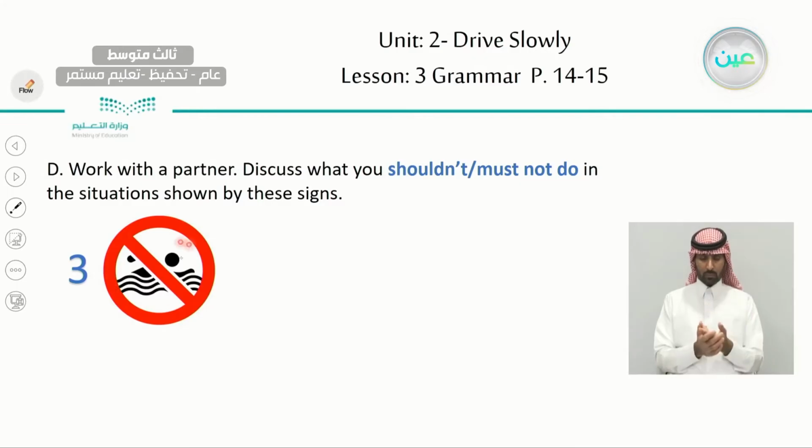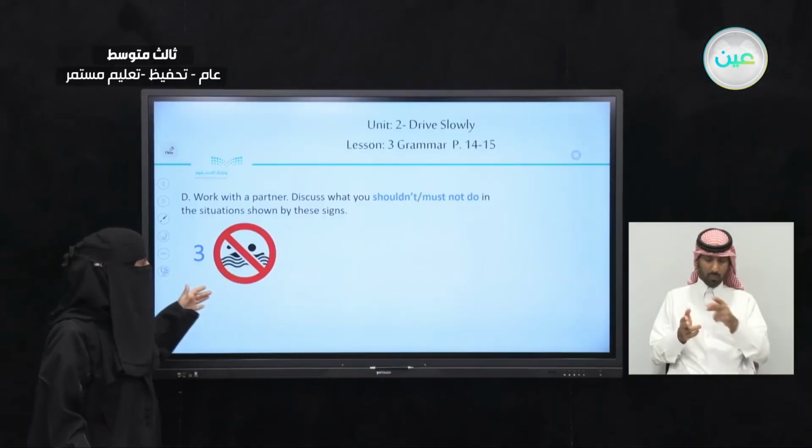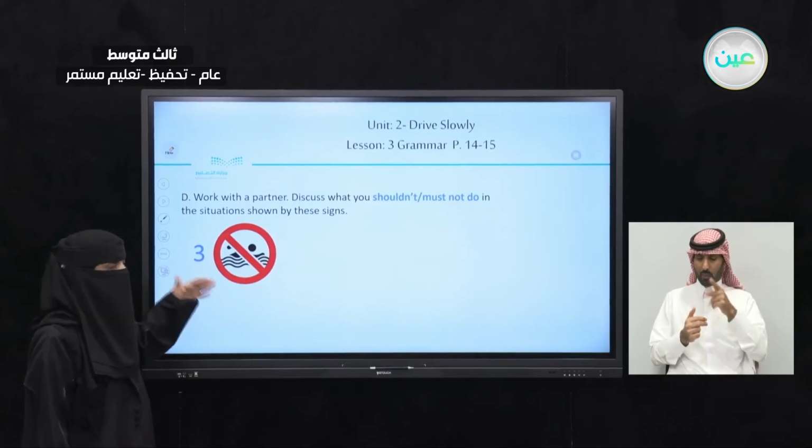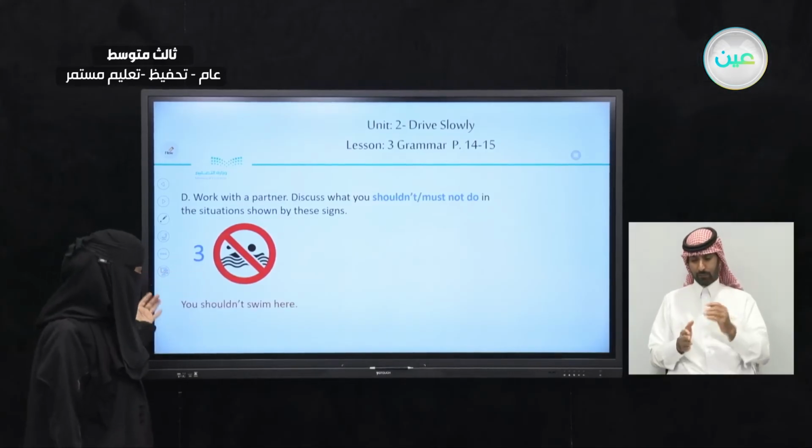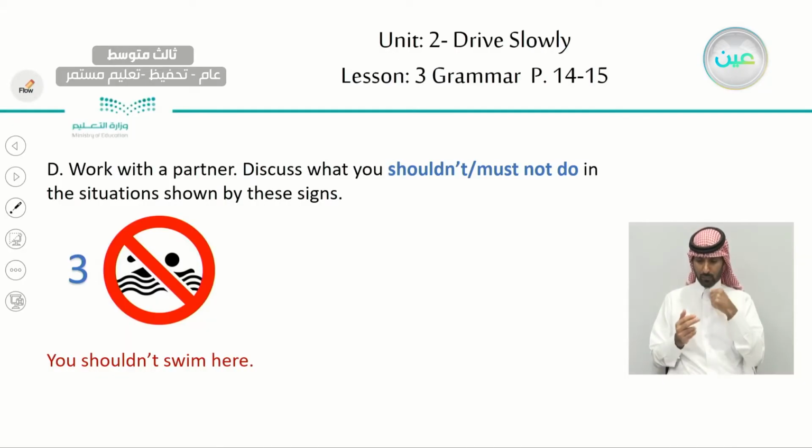Here, the man is what? In the picture we can see someone swimming. Okay? Is it allowed to swim? No, it isn't. So what should we say? Shouldn't or must not? We can say you shouldn't or you mustn't. Both are correct. You shouldn't swim here. Okay?